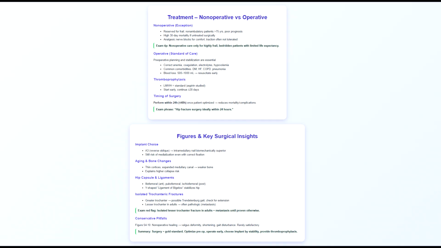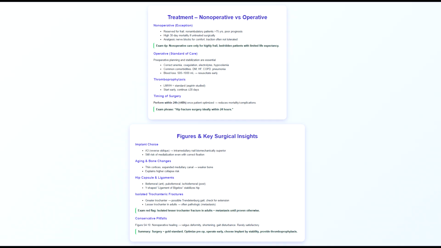Another important exam topic is thromboprophylaxis. The current consensus is that low molecular weight heparin remains the standard, though aspirin has also been studied. The key principle is that anticoagulation should begin as early as possible, but must be individualized to balance bleeding risks. Questions often test knowledge about timing. Pharmacologic prophylaxis should continue for at least 28 days after surgery.